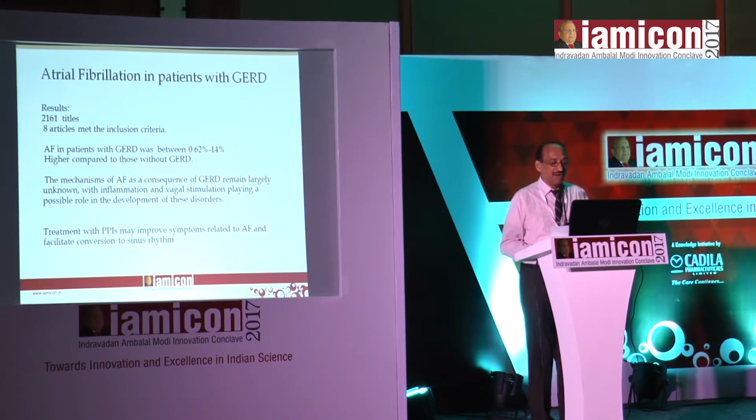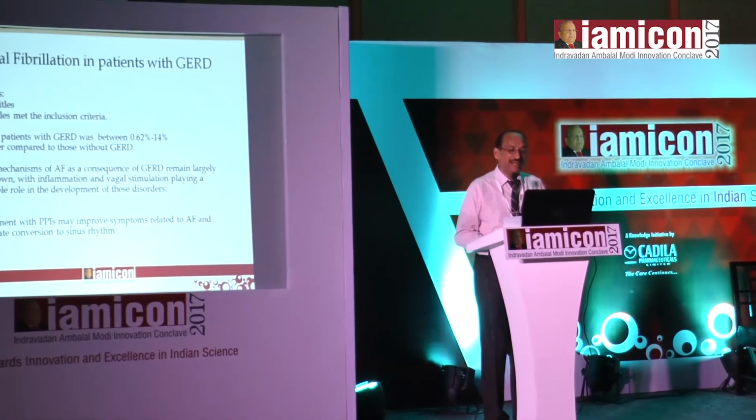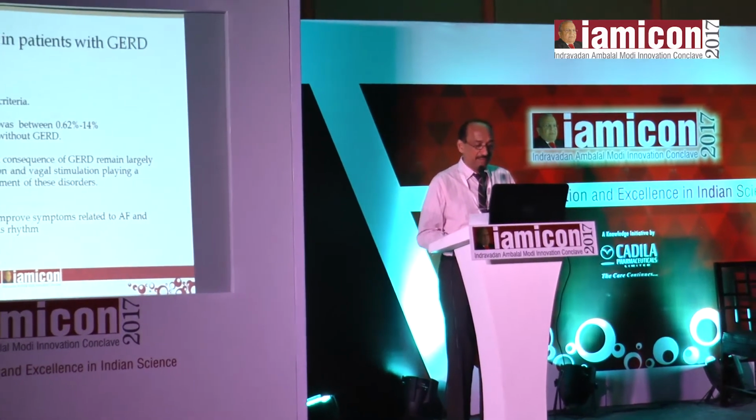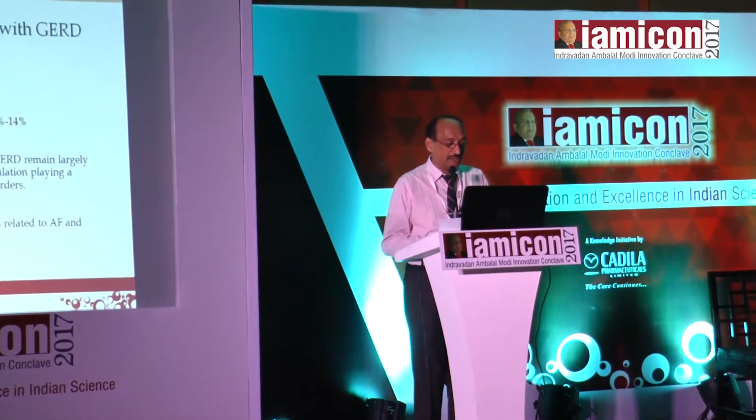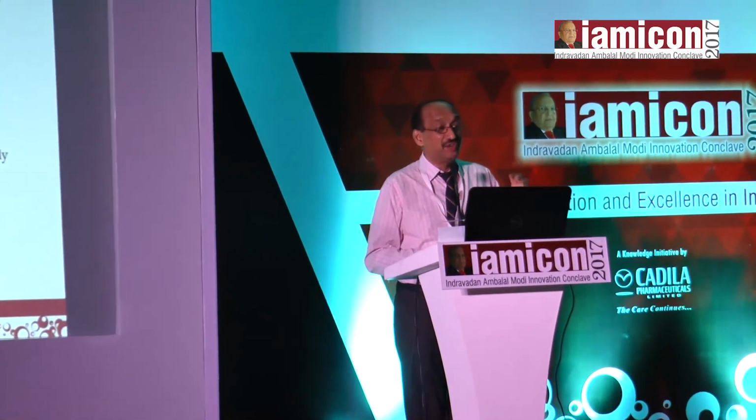The mechanisms of AF as a consequence of GERD remain unknown, but many hypotheses are there. I'll show in the next slide. Treatment with PPIs may improve the symptoms related to atrial fibrillation and also facilitate the conversion to sinus rhythm. So GERD can lead to AF, and this could be because of inflammation, autoimmunity, or exacerbated autonomic stimulation. GERD can produce a vagal stimulation, which can depress the sinus node depolarization and also the atrioventricular AV node conduction.